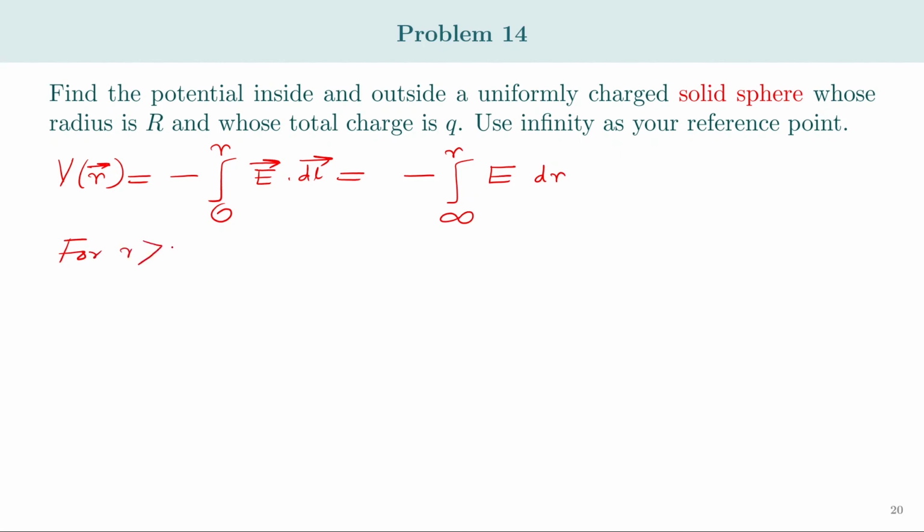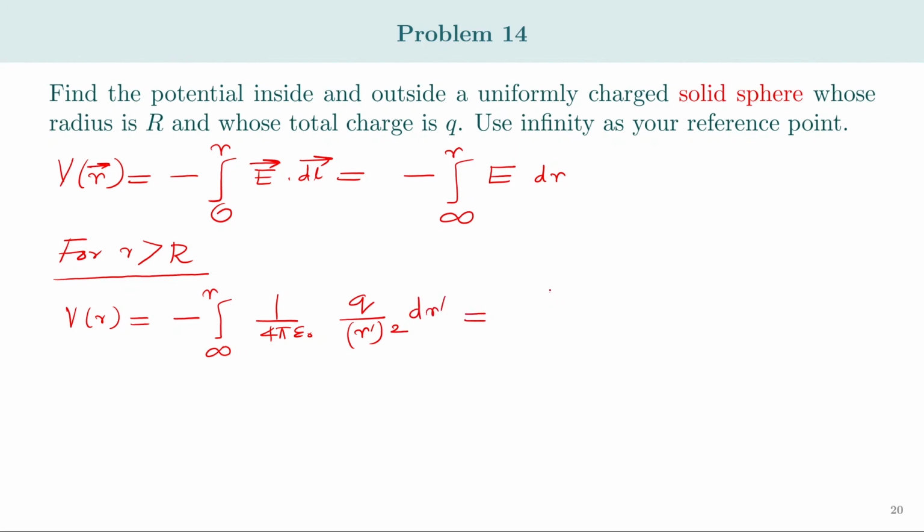For r greater than R, V(r) is equal to negative of the integral starting from infinity to r of 1 over 4 pi epsilon 0 q over r' squared dr', and this is equal to 1 over 4 pi epsilon 0 q over r.